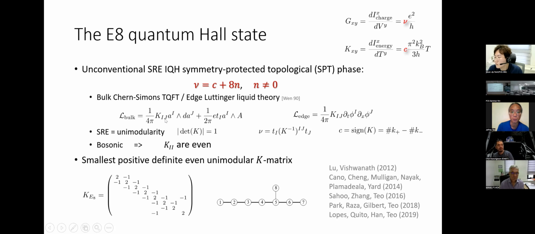Here I will need 8 U(1) copies, so this I and J are going to run from 1 to 8. The K matrix is a symmetric matrix with integer entries. And the ground state degeneracy, if you put it on a torus, is given by the absolute value of the determinant of the K matrix. Here we are interested in short-range entangled states first, so non-fractional ones. So this means that the K matrix must be unimodular, or in other words, the determinant of the K matrix must be 1 or minus 1.